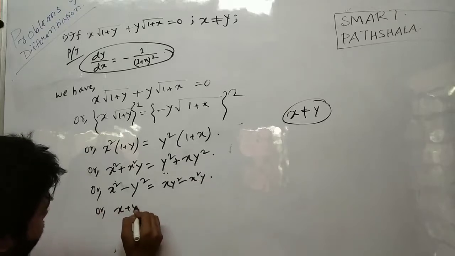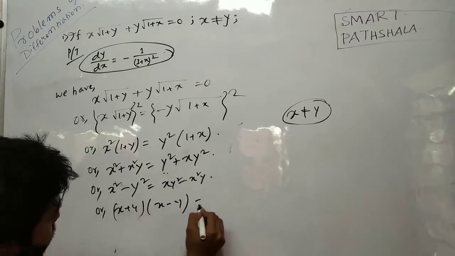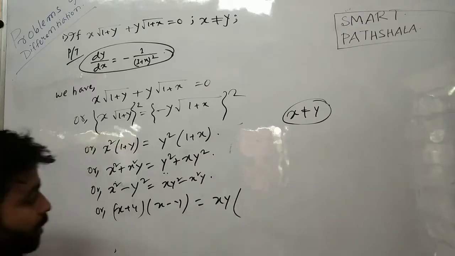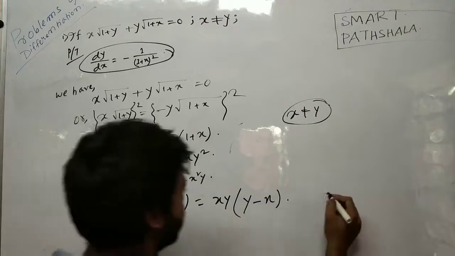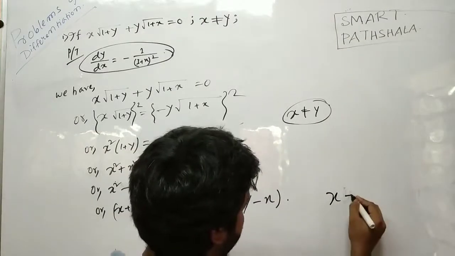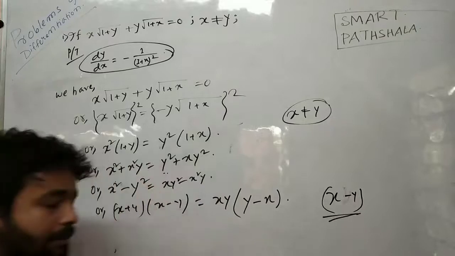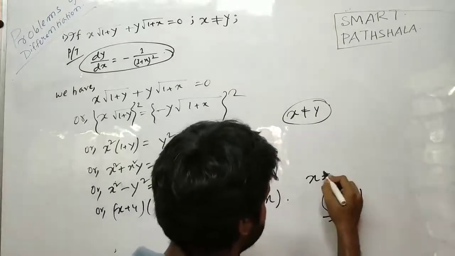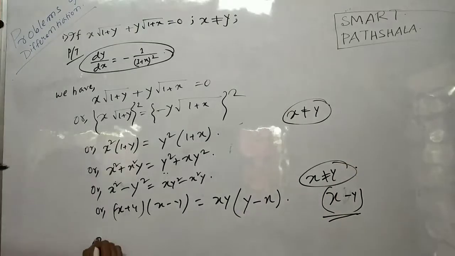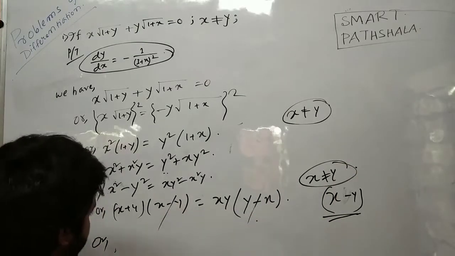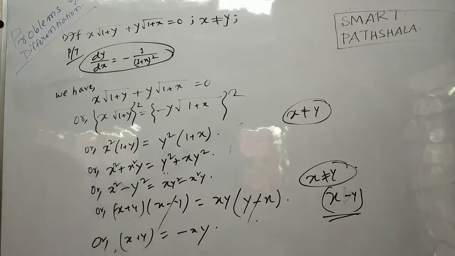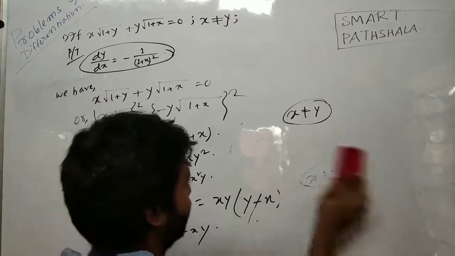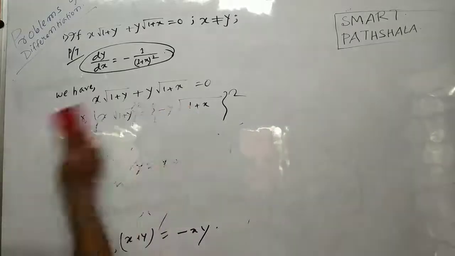Perfect. So what you have is (x plus y) into (x minus y), and taking xy as common, here you have y minus x. So from both of the sides you can cancel x minus y. This is only possible when x is not equal to y, right? Okay. So after cancelling these two terms, what we have is x plus y is equal to minus xy, right?